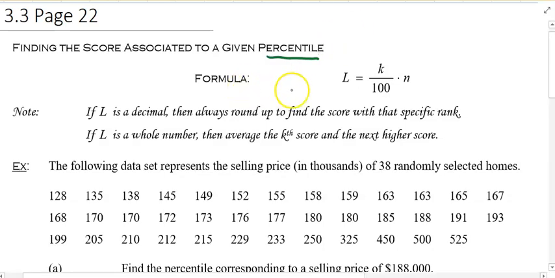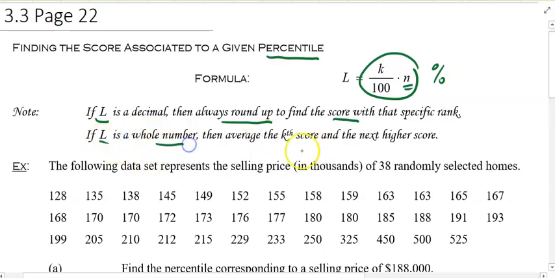The formula to figure out L is really nothing more than a percent. Anytime you want to find the 10th percentile, that's 0.10 times the number of data measurements. Note, if this number is a decimal, you always round up and you're fine. You look for that score, and that's pretty much the kth percentile. And if L happened to be a whole number, then you average that number and the one next to it.